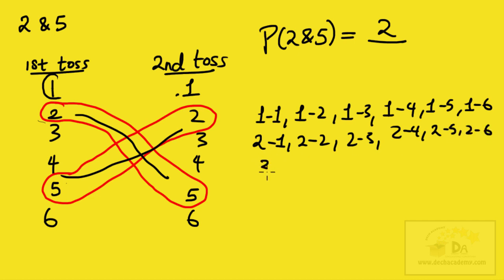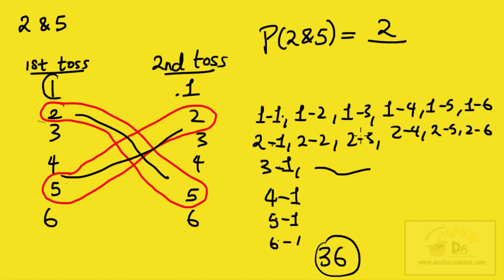And the same applies when you have a 3 in the first toss. You can get 3 and 1, and so on. So where I'm going is that you can get basically 6 plus 6 plus 6 plus 6 plus 6 plus 6, which is 6 times 6. You have 36 possible outcomes.